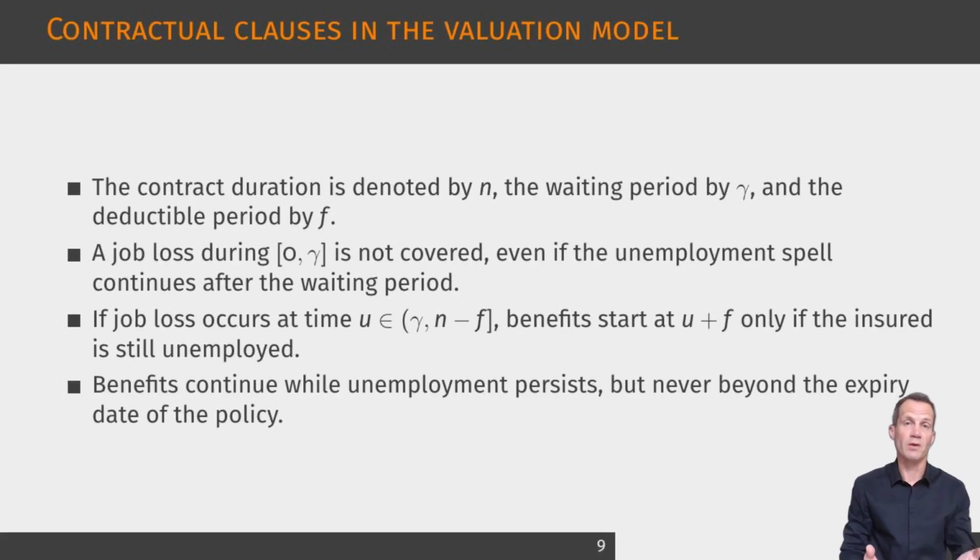The valuation model introduces three contractual parameters. The first is the contract duration, denoted by N. The second is the waiting period, denoted by gamma.